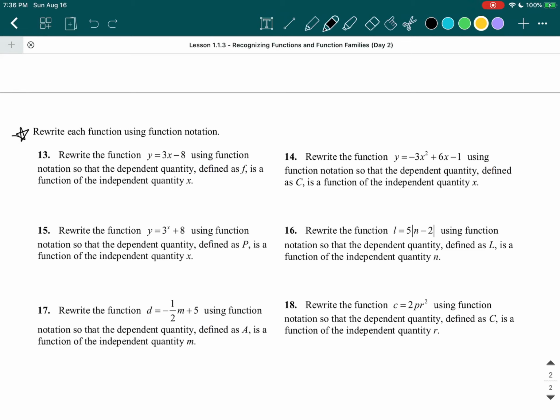Okay, so number 13 says, rewrite the function y equals 3x minus 8 using function notation so that the dependent quantity, defined as f, okay, so they told us they want us to use the letter f, I'm just going to highlight that, is a function of the independent quantity x. Okay, so they want us to keep the letter x as independent, and they want us to replace the y with f of x. So let me write it out.